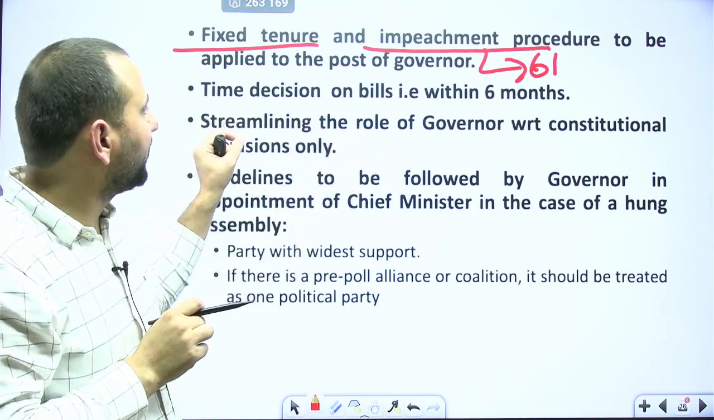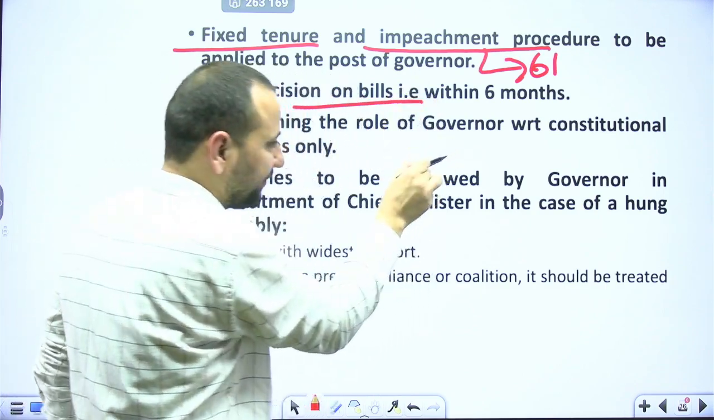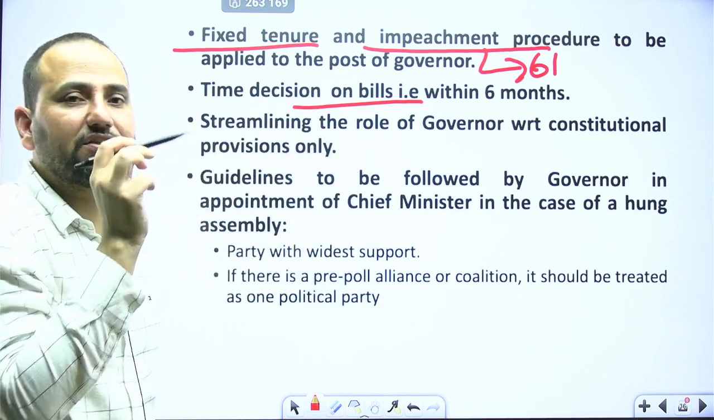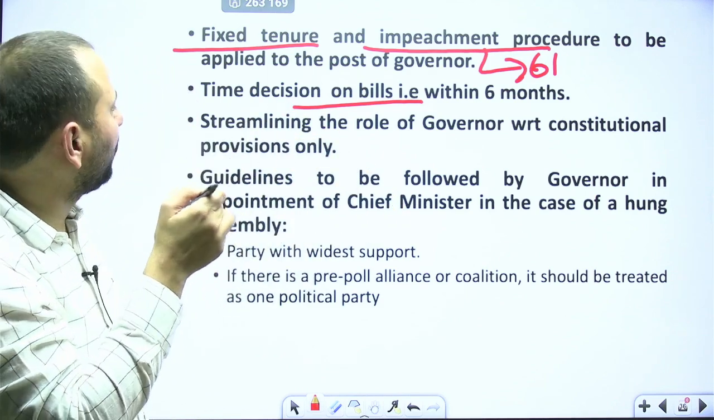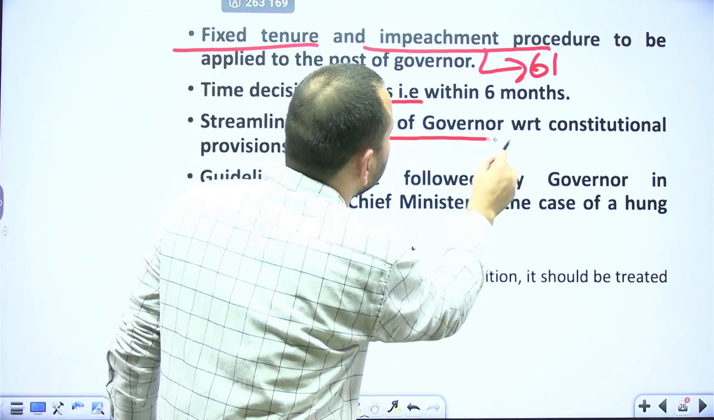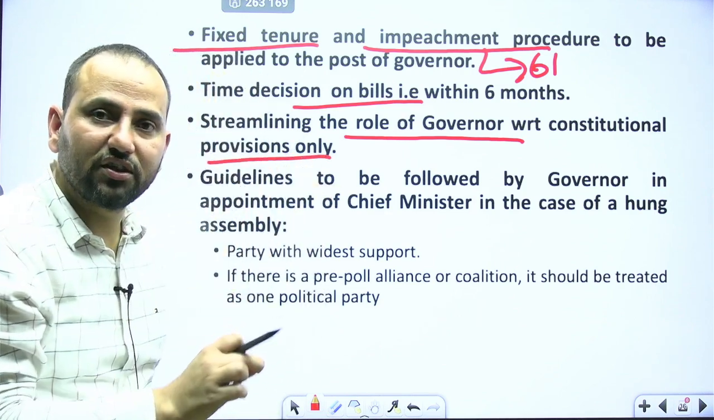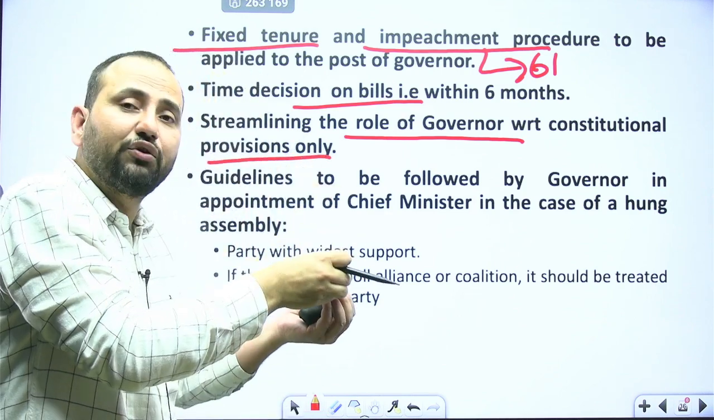If you move forward, with reference to bills, it is also specified that within 6 months the bills should be signed by the president. It is also specified that we need to streamline the role of the governor with respect to the constitutional provisions only. And whenever we talk about this whole structure, we have to see it on the basis of the constitutional provisions.